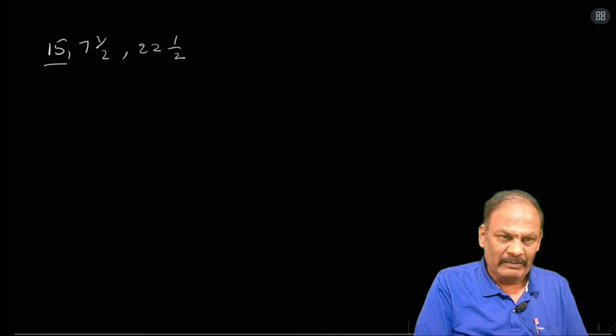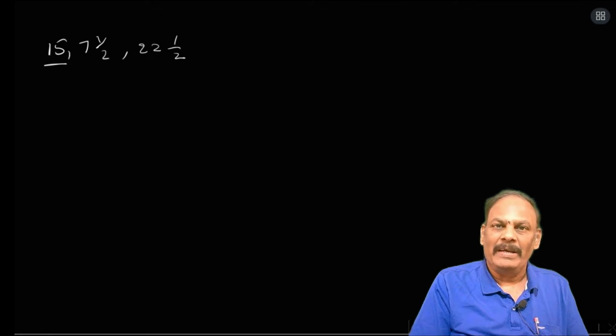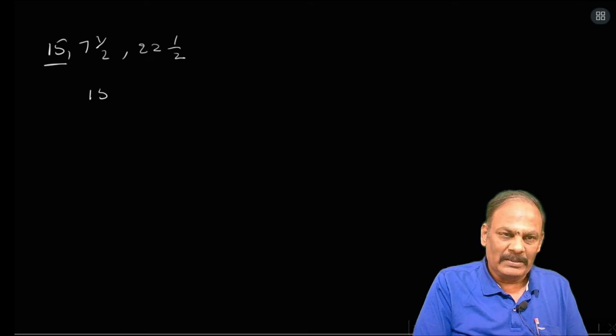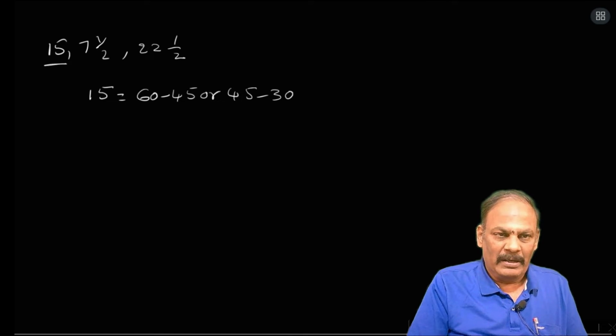First of all, we have to find 15 degrees. By using that we can calculate the remaining angles. Now 15 degrees, we can write it as 60 minus 45 or 45 minus 30 degrees. We can write like this. We are taking one of them.